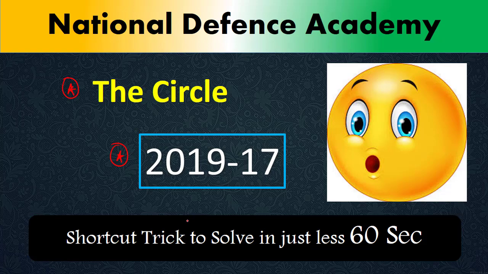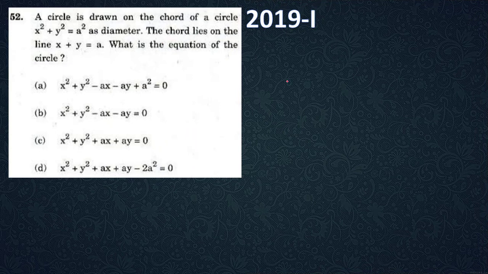Let's get started. So the first question is from 2019 first part. Question number 52. A circle is drawn on the chord of a circle x square plus y square equals to a square as a diameter. See, to solve any question you have to first understand the question.